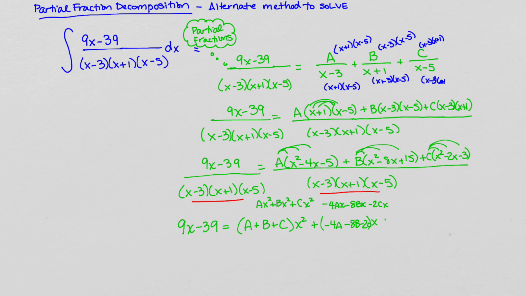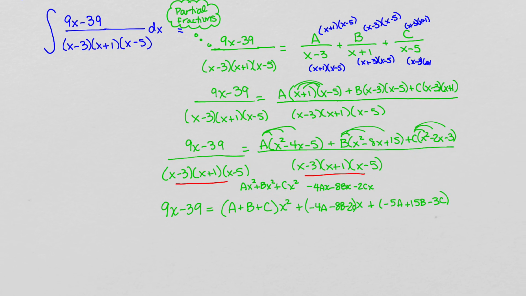And then finally, I have all my constants, which I could lump together, which would be minus 5a plus 15b minus 3c. Phew. Okay, so when we've got three fractions we're adding up, the process is a little more difficult than when we just had two, correct? Well, let's keep going. So now at this point, what would we do?